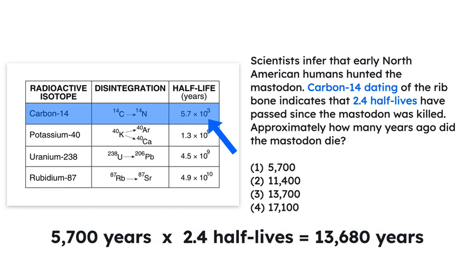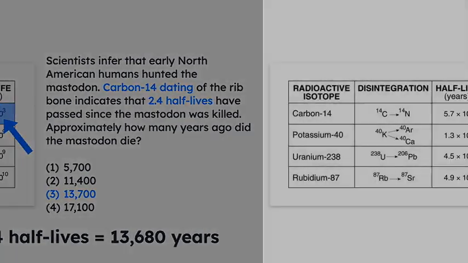Now, luckily, it's a multiple choice question, so I'm going to choose the best answer, and clearly that would be 13,700 years. So by looking at the amount of carbon-14 within this bone, we can determine the approximate age of the mastodon, or the number of years ago when it actually died. Let's look at a second question.